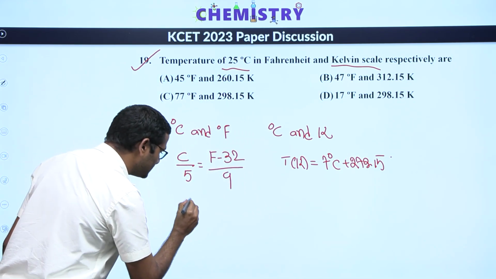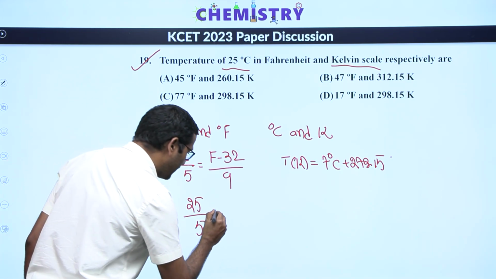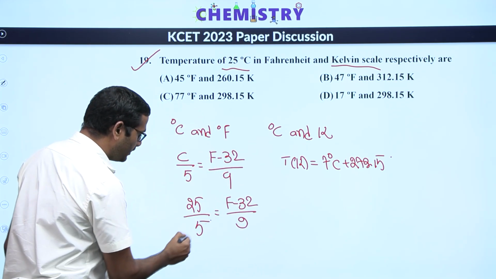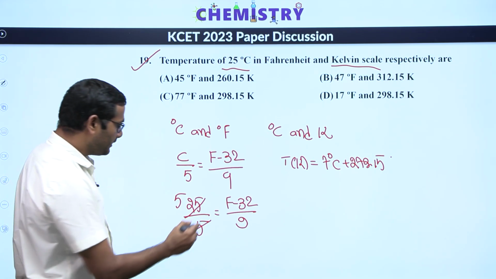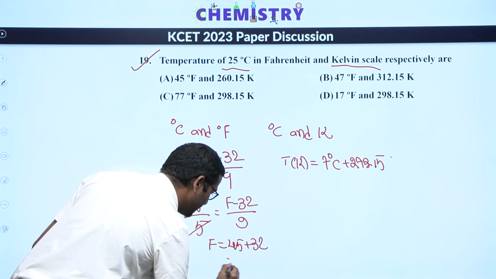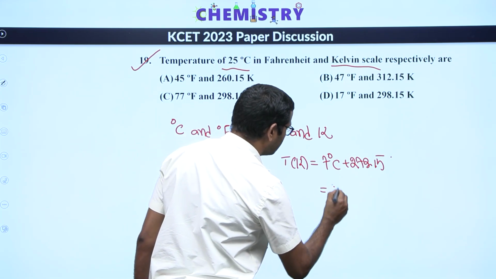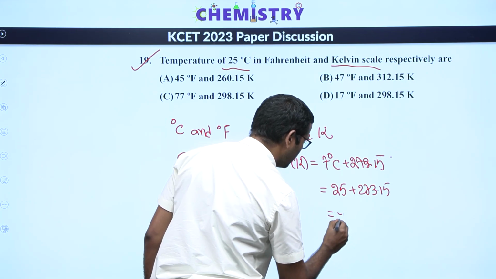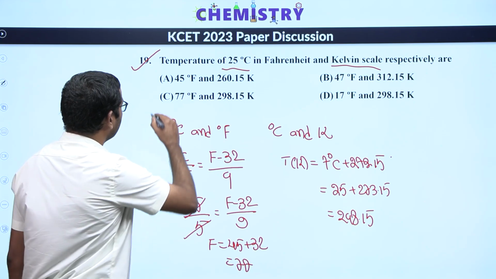Now for 25 degrees Celsius, here I am writing 25 by 5, equals F minus 32 by 9. Now this is 5 times, so 5 into 9 is 45, then 45 plus 32 gives 77 Fahrenheit. Now 25 degrees Celsius, 25 plus 273.15 gives 298.15. Now here the answer is C.